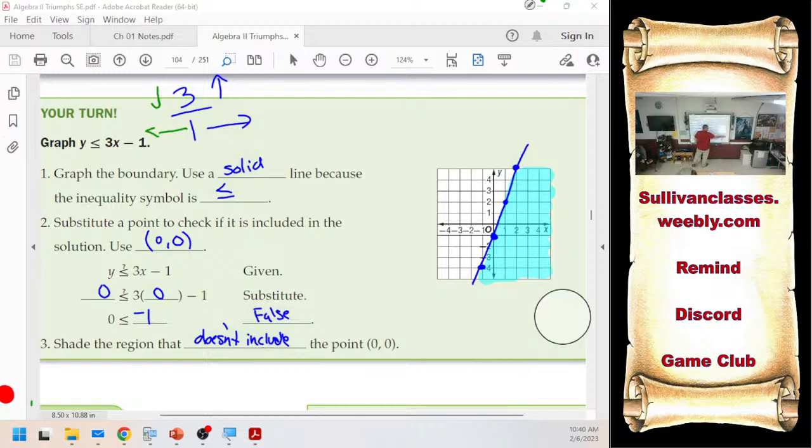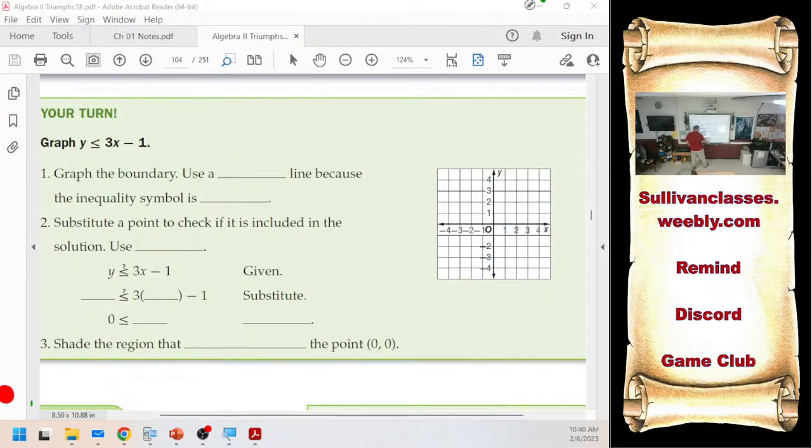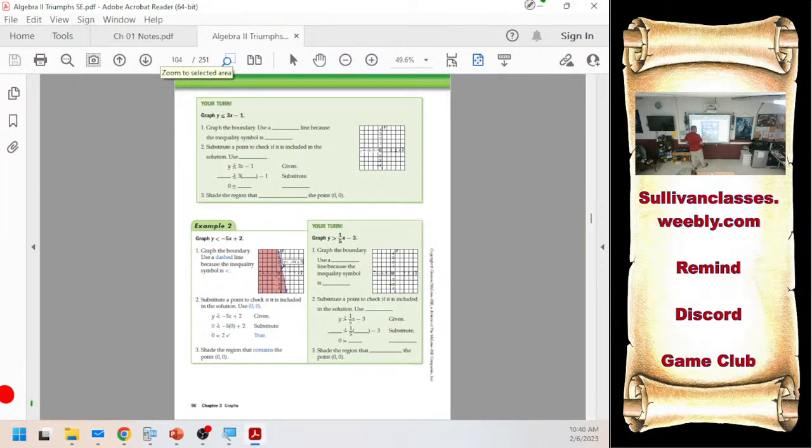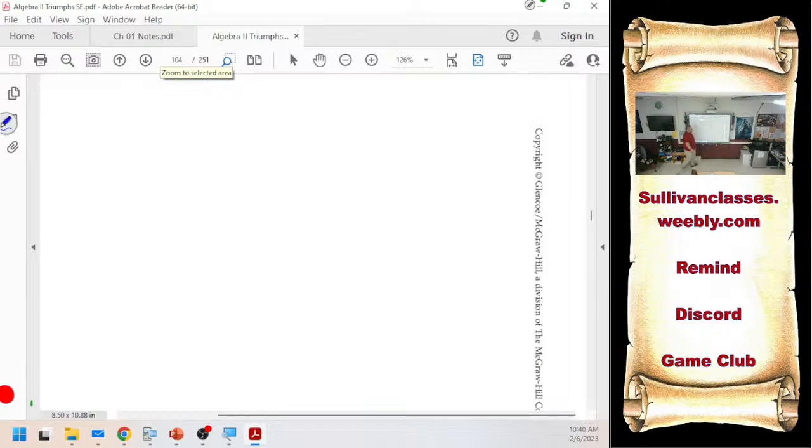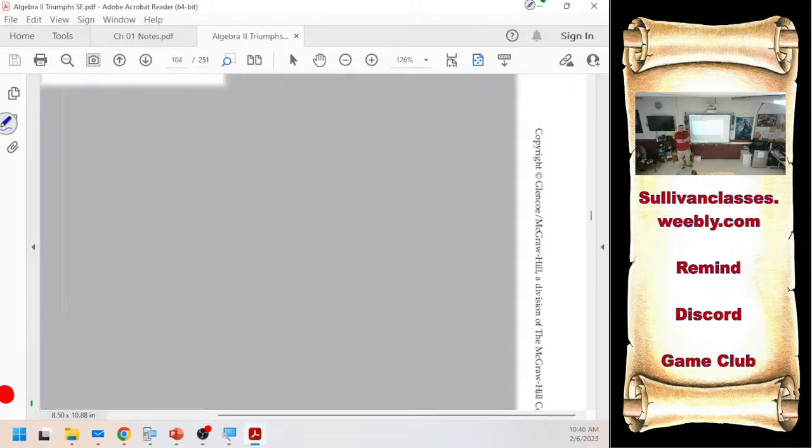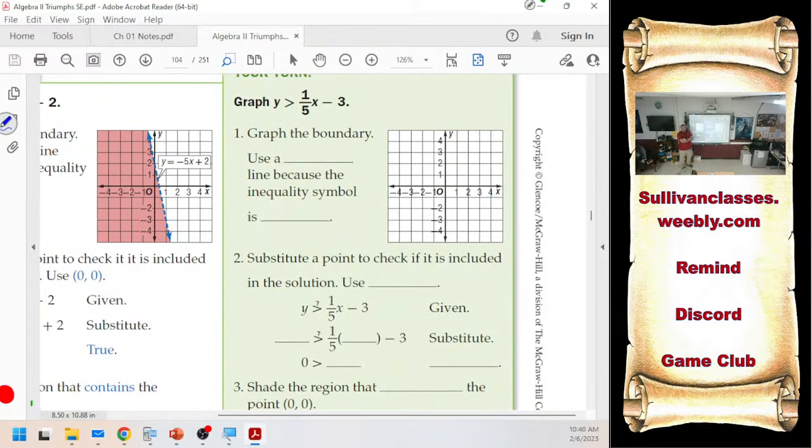So that's it. If you can graph a line like normal, this is just about which way do I shade. This one is a little bit different, because now, what kind of line am I going to use on number 2? Call it dotted, dashed, broken? I'm just going to say dotted. I'm going to use the dotted line because it is just greater than, not greater than or equal to.